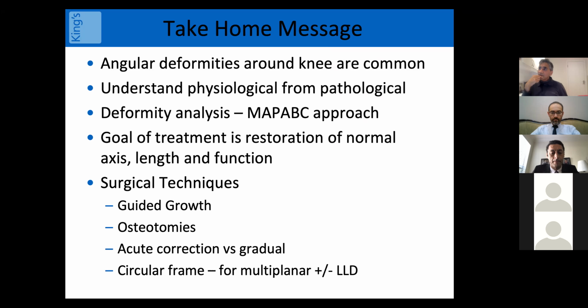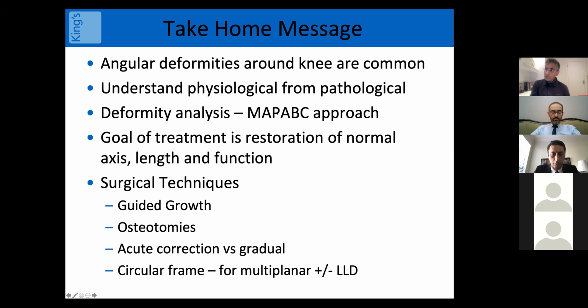So my take-home message is that angular deformities around the knee are very common. And as an orthopod, I think you should be able to differentiate physiological from pathological, particularly in relation to the racial differences. And if you're deciding to do any intervention, please analyze it properly. This is the MAP ABC approach, which is mechanical axis deviation assessment, do the joint angles, and pick a bone that is deformed, that is MAP.